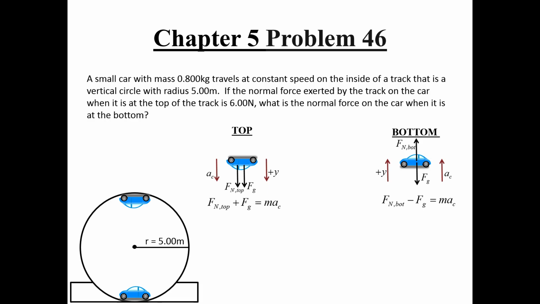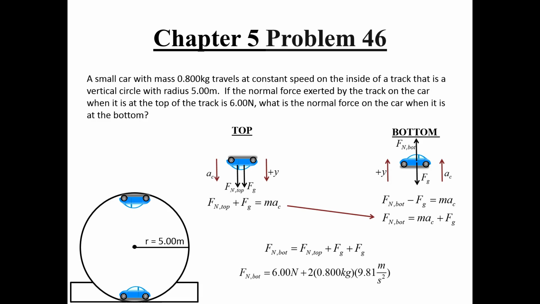Because the car is moving at a constant speed, and centripetal acceleration is defined as the square of the velocity of the object in motion divided by the radius of curvature, we know that the centripetal acceleration is also constant. We can use this information and substitute the expression for the centripetal force from the top equation into the equation for the bottom. Doing this, we find that the normal force at the bottom is equal to the normal force at the top plus 2 times the gravitational force. Subbing in the values for these variables, we find that the normal force at the bottom is equal to 21.7 newtons upwards towards the center of the circle.